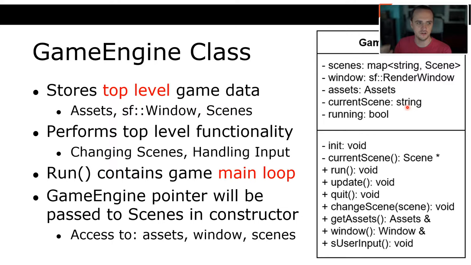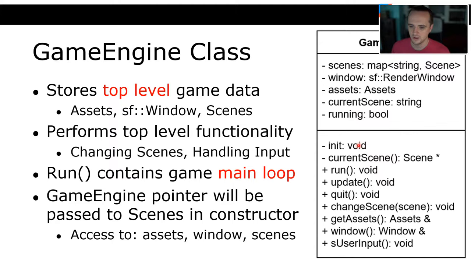For example, if I've got a menu scene and a gameplay scene, and I say that the current scene is equal to the menu scene, then it will draw the menu scene as the current scene. It's also going to store the window. It's also going to store a variable which stores all the assets. So we'll talk about this a bit later, but we're going to have a class called assets that will store all the assets. And we're also going to have a Boolean which says whether or not the game is currently running. And if it's not running for some reason, we'll exit.